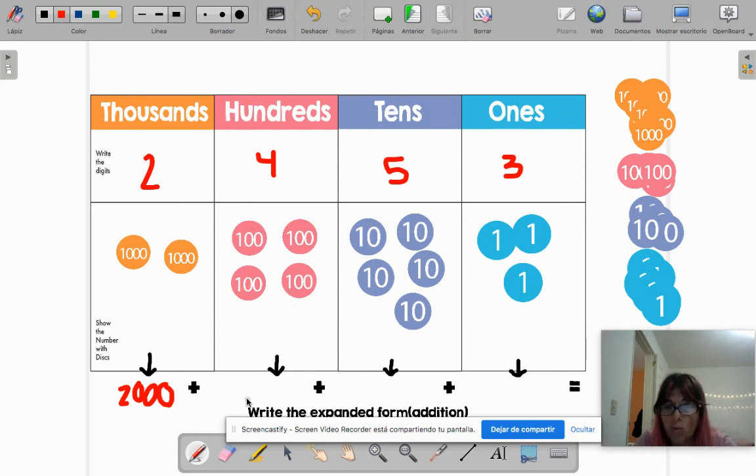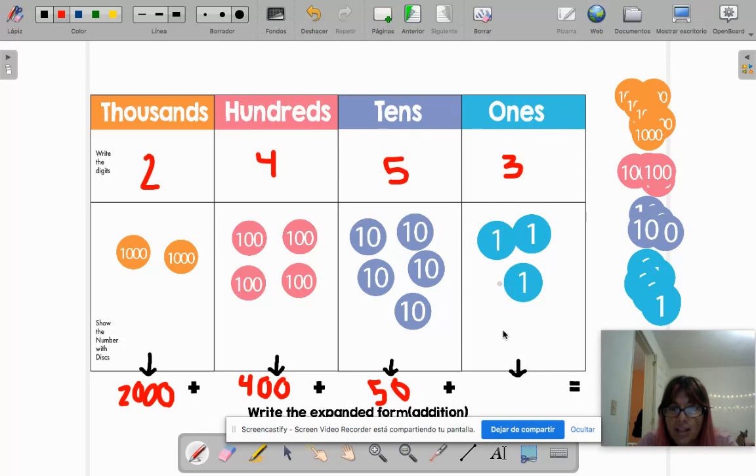400 equals what? 400 equals 100, 200, 300, 400. It equals 400, not just 4, 400. That tens, we don't just put a 5, no, because we not only have 1, 2, 3, 4, 5. No, this 5 means 10, 20, 30, 40, 50. So that's what we put in the expanded form. We put 50. Because yes, we have 5, but it equals 50. Okay, 10, 20, 30, 40, 50.